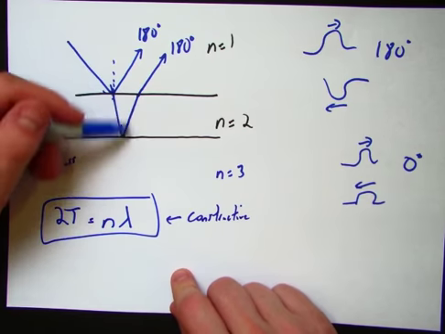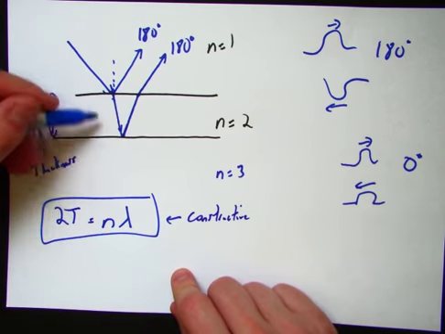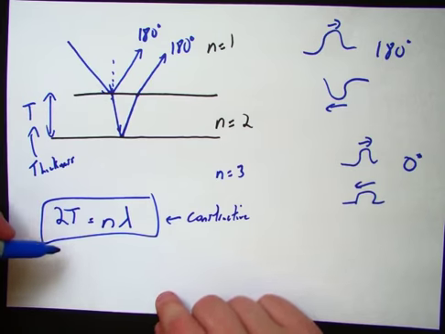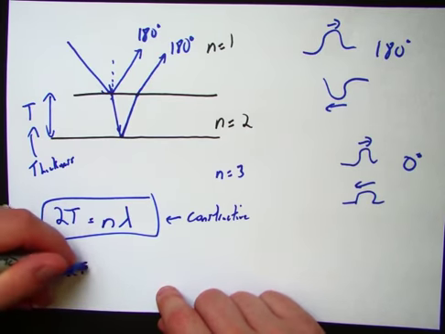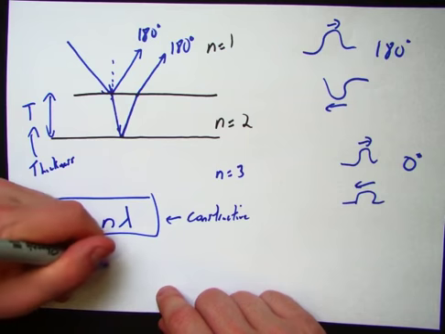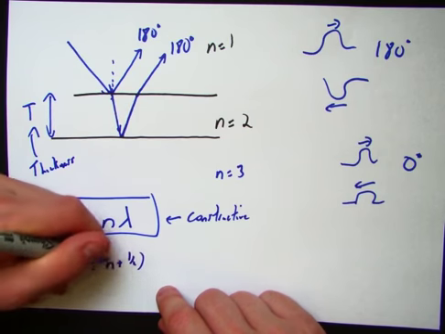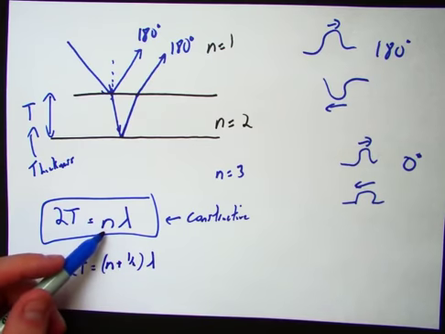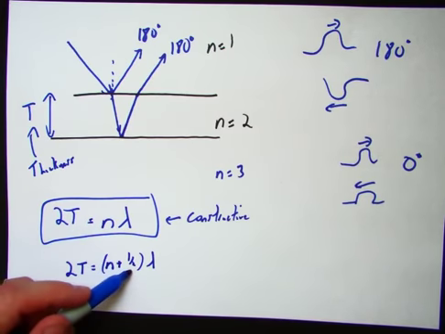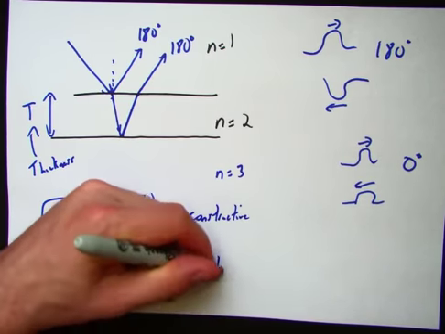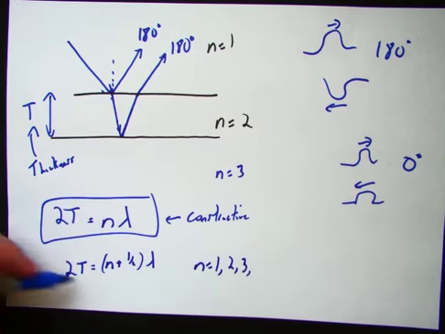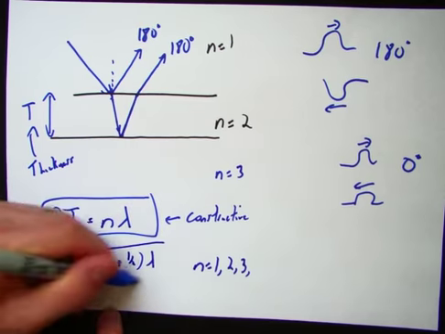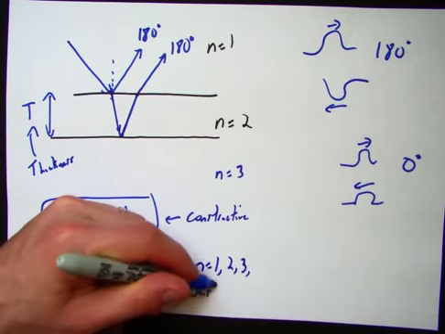If I want a destructive interference, I would like this to be a half a wavelength. So in other words, 2T I would want to be equal to (n + 1/2)λ. This avoids any multiple integers, in other words, 1, 2, 3. It only makes it 1.5, 2.5, where n is equal to 1, 2, 3, etc. So this would be for destructive.